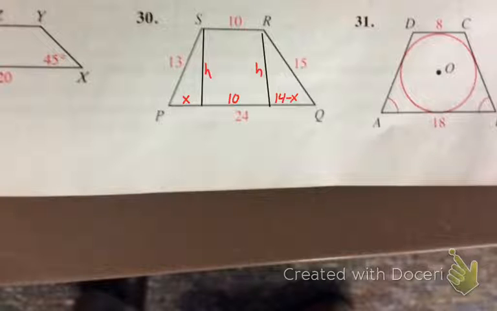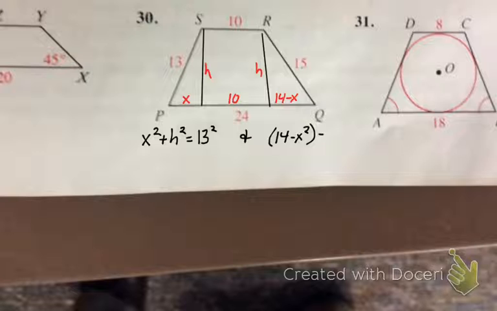Okay, I have a whole bunch of variables and we have to stick with it because there's nothing else I can fill in for them. So we're going to go to the Pythagorean theorem because these are right triangles. And we're going to do it as is. I'm going to have x squared plus h squared equals 13 squared. And over here, I have 14 minus x. Well, it's just 14 minus x squared plus h squared equals 15 squared.